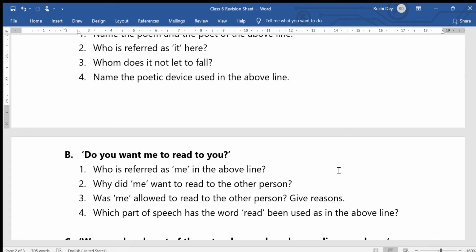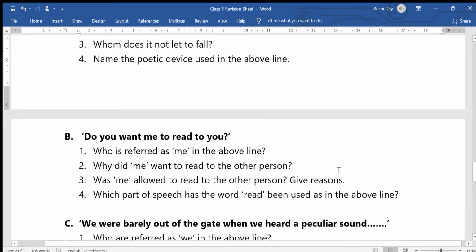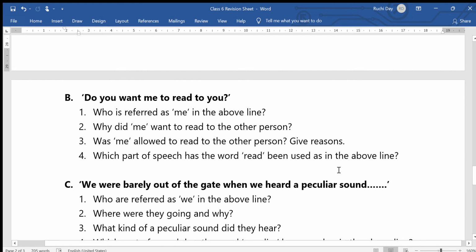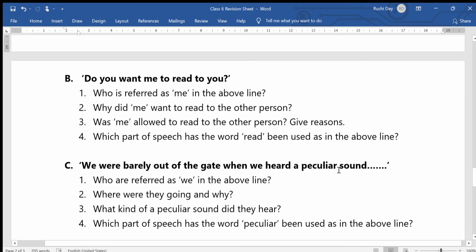The next and the last one, which part of speech has the word read been used as in the above line? Well, children, this is the most simplest one. Read here is a verb. Okay, let's move further. We were barely out of the gate when we heard a peculiar sound. Who are referred as we in the above line? Well, now here in this one, you are going to mention all the characters who were there: the grandmother, grandfather, the narrator, aunt, uncle. Everybody has to be mentioned here.